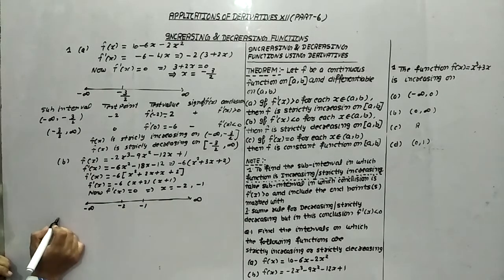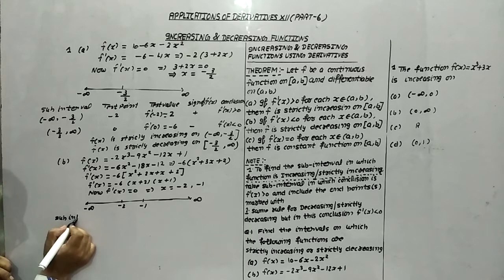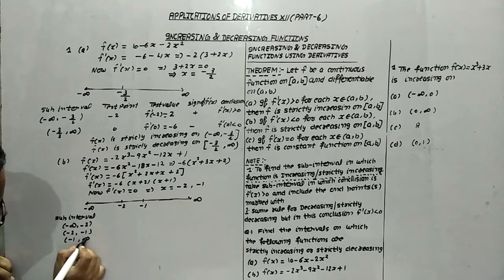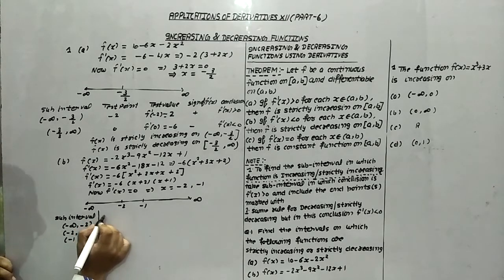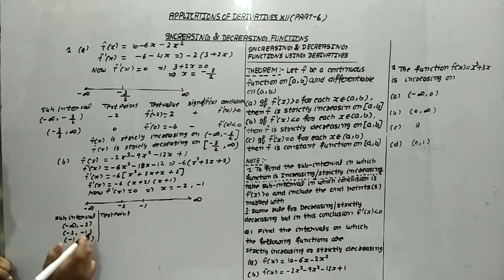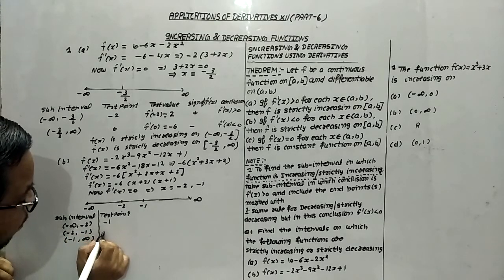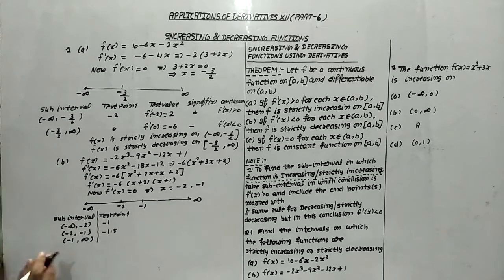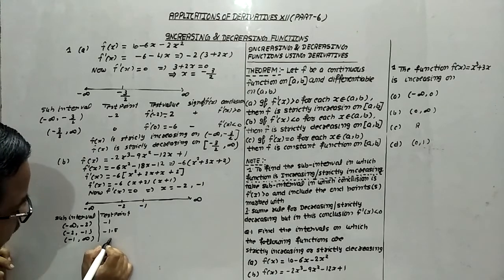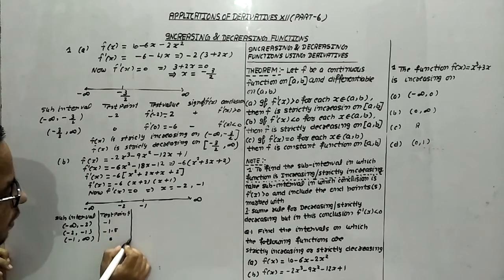Now subintervals. In this, what will come here? Minus infinity to minus 2, minus 2 to minus 1, and minus 1 to infinity. So these are the subintervals. Now test point. In this test point, for minus infinity to minus 2, you can take minus 3. For minus 2 to minus 1, you can take minus 1.5. And for minus 1 to infinity, you can take 0. So this is the test point.